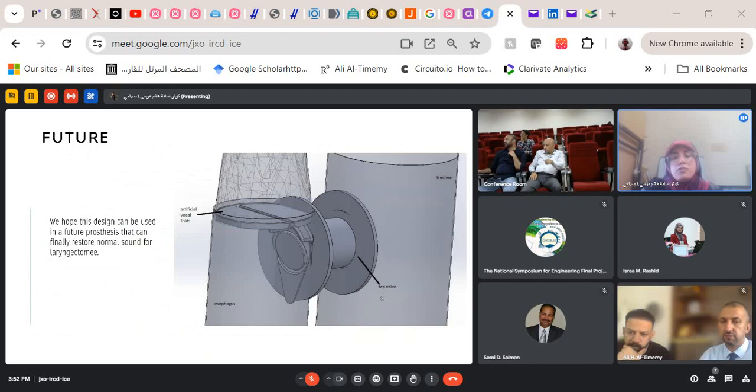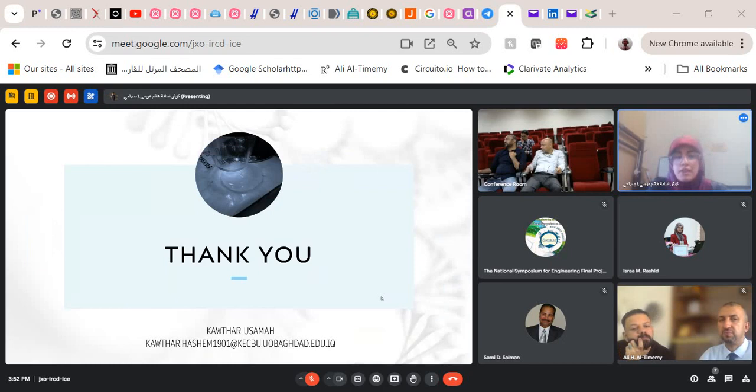So as future research, we hope that the data obtained from this research can be used to design a new prosthesis that incorporates vocal folds that can restore the sound for those who have lost it during laryngectomy. Thank you.